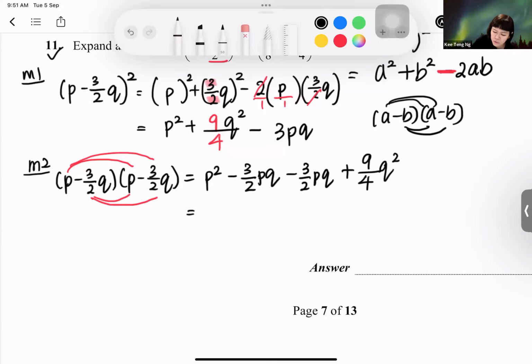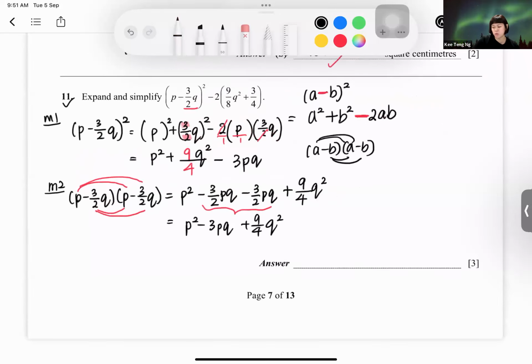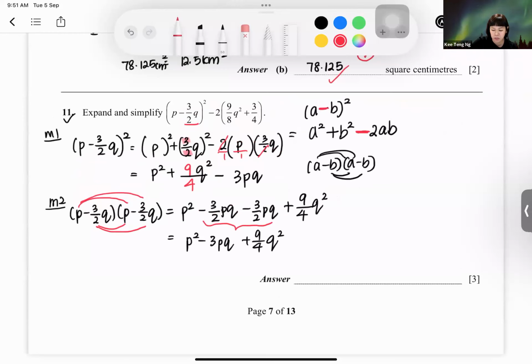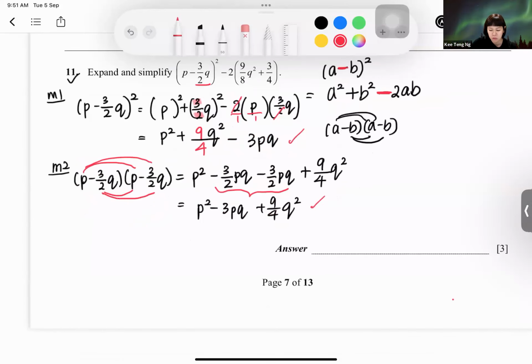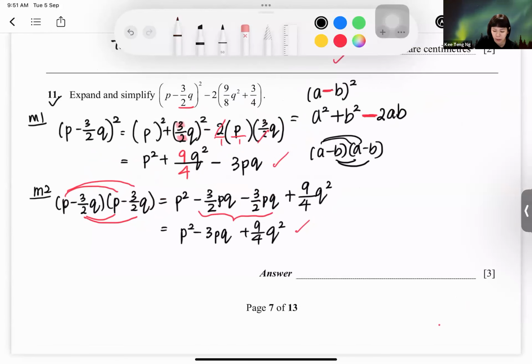Then now we simplify this portion. Negative 1.5 and negative 1.5 gives you negative 3 PQ. I believe this question itself is 3 marks. The expansion of this itself will give you 1 mark. So you can either use method 1 or method 2. Then now we're going to move on to combine them together.